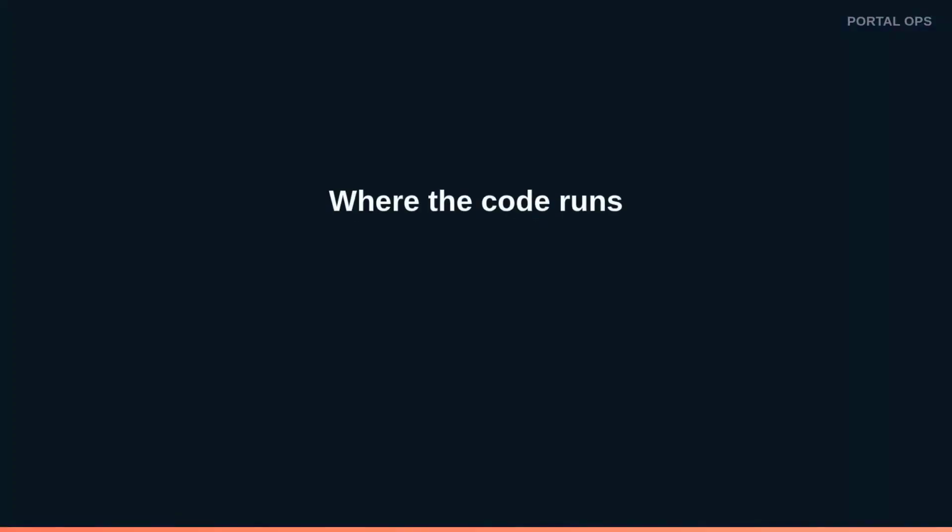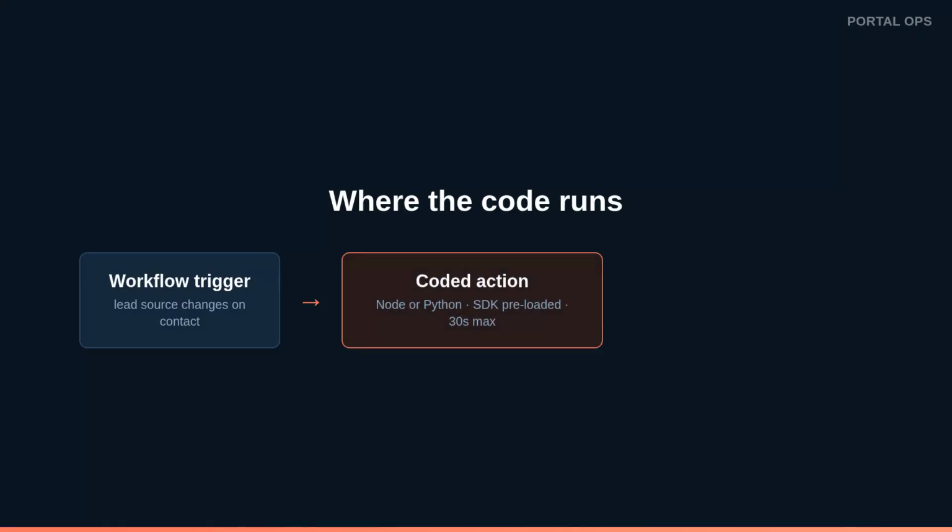Quick orientation. A custom-coded action is a block inside a normal workflow. Operations Hub Professional unlocks it. The workflow trigger fires when our contact property changes. Your code runs in a HubSpot sandbox with the client library preloaded and the enrolled record's ID handed to you. And whatever your logic decides happens to the company. The key mental model: you write the decision, the workflow handles the plumbing.